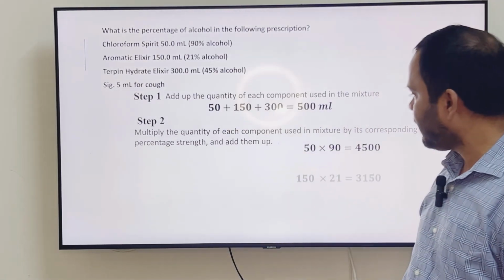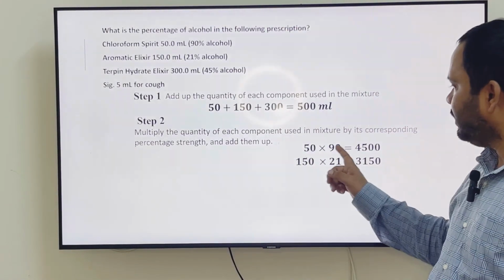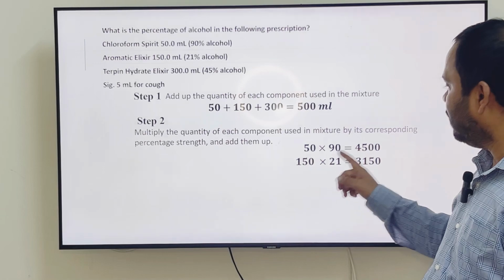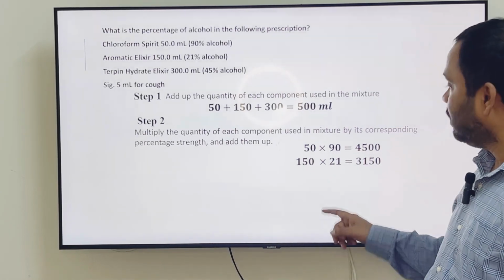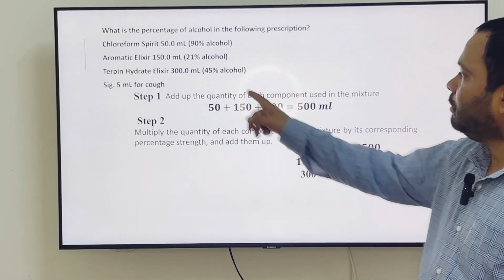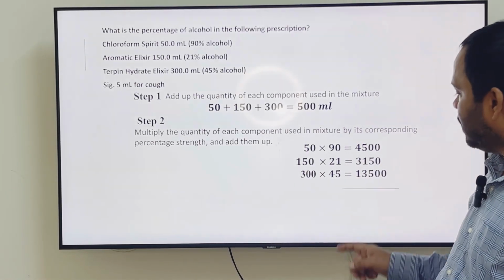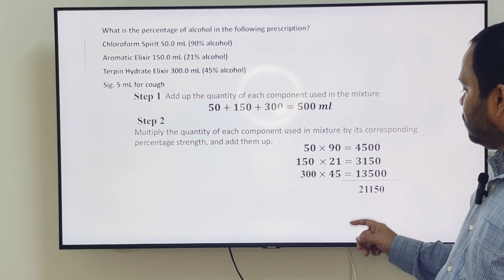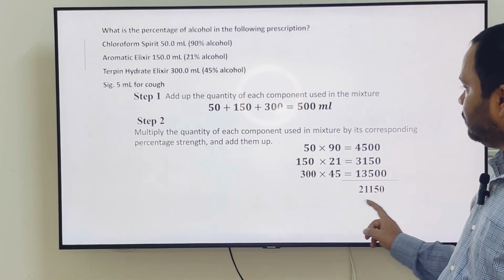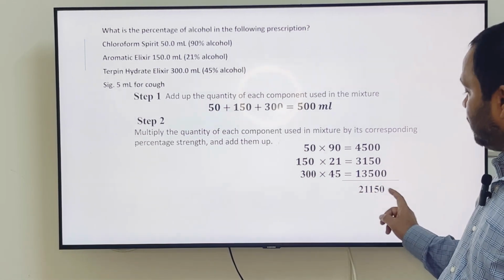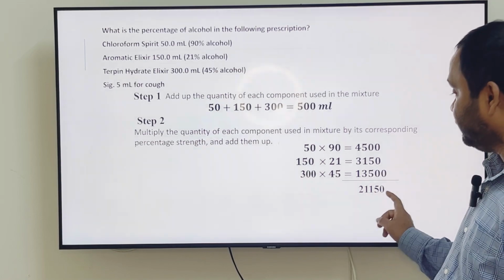So now see, I did the same. 50 multiplied by 90, 150 multiplied by 21, and again 300 multiplied by 45% alcohol. This is the total. We have to calculate the total amount.